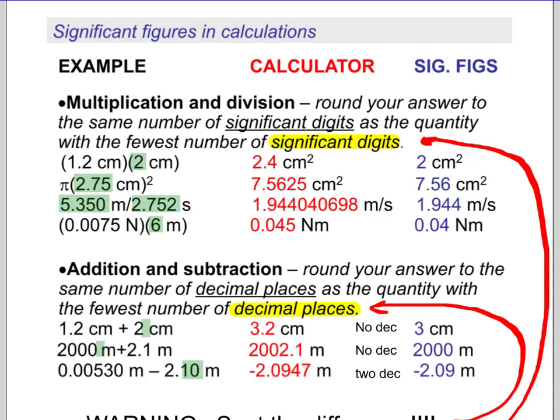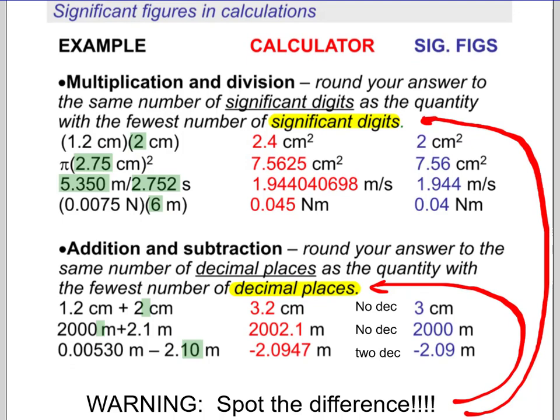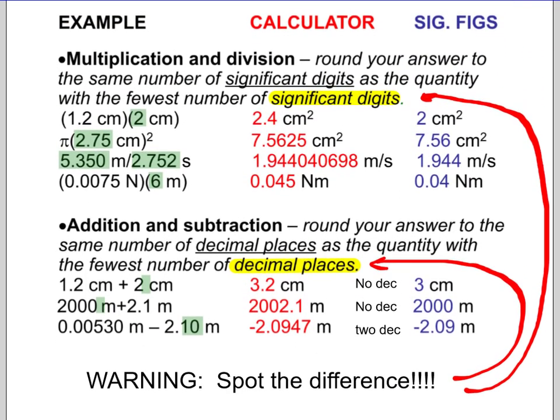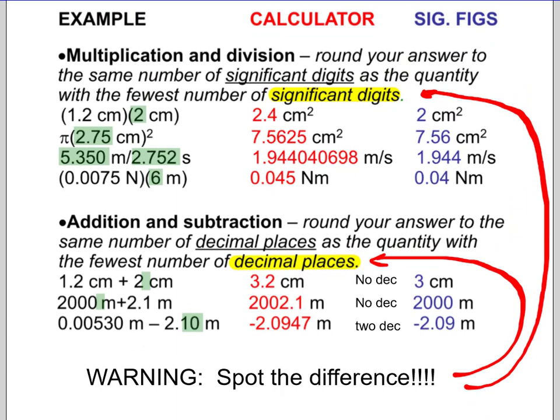Okay, significant figures and calculations. Now, again, this one, I have this all around my room on paper. I highlight this one because it's a real easy mistake to make. When we multiply and divide values and we work with significant figures, we're going to round our answers to the same number of significant digits as the quantity with the fewest number of significant digits.